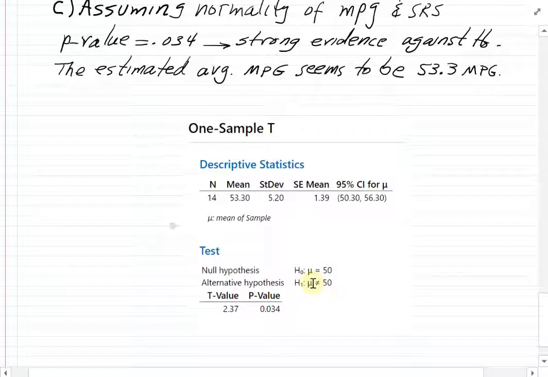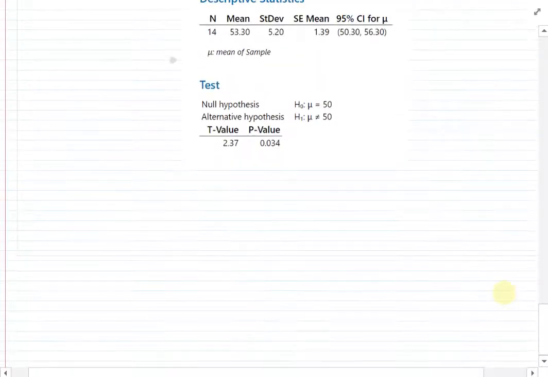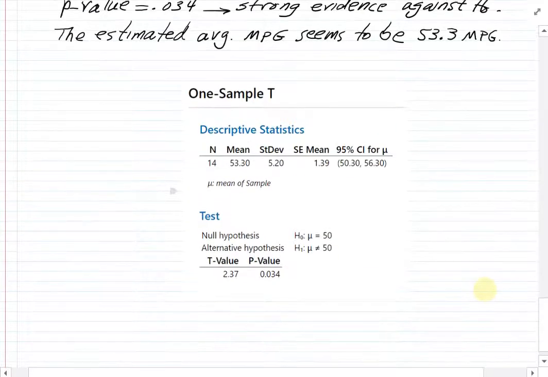This is a two-sided alternative. Our test statistic turned out to be 2.37 for a p-value of 0.034. So we're going to reject this null hypothesis. And I'll go and show you how to do this in Minitab in a moment.